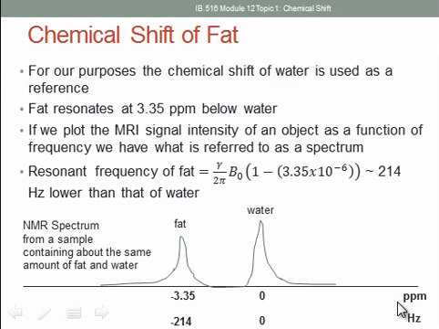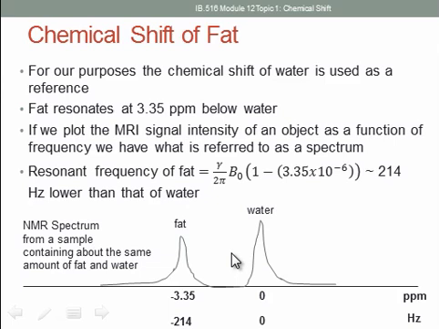Now it's important to use parts per million and really not hertz, because the frequency difference is a function of the magnetic field strength. So let's say you've been working on a 1.5 Tesla system, and then you start working on a 7 Tesla system. The frequency spread is no longer 214 hertz, it's actually 1050 hertz, which is a big difference. As long as you keep 3.35 ppm in mind, you can't go wrong when you move from magnet to magnet, because all you need to figure out the frequency at 7 Tesla is to know the parts per million.